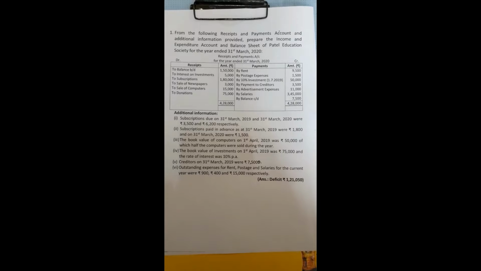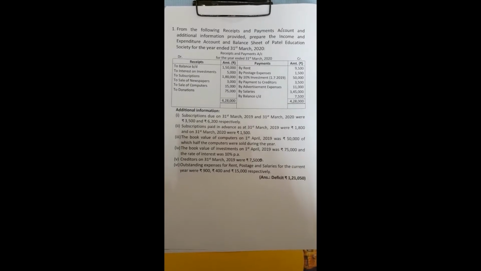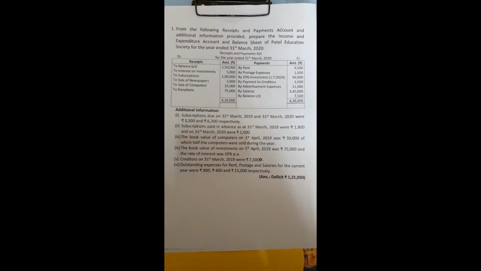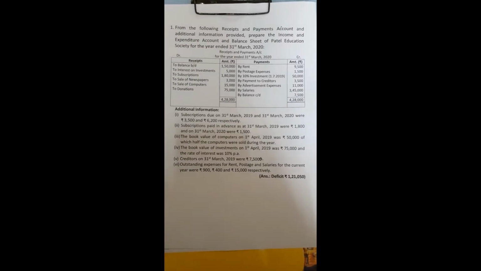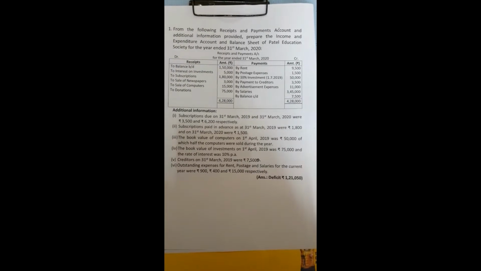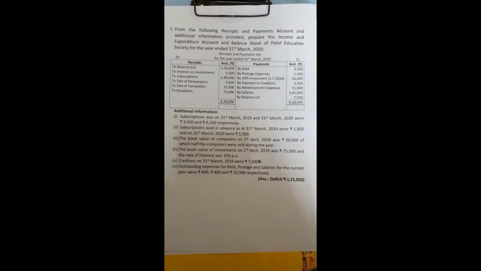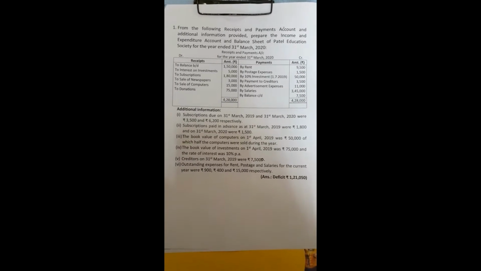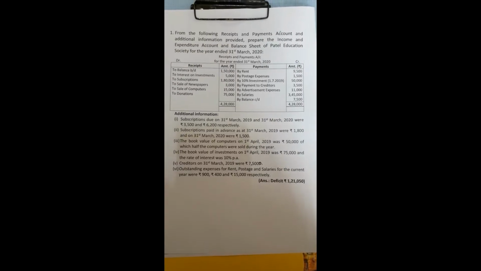Then the fourth information: the book value of investments on 1st April 2019 was 75,000 rupees. So investments were already existing and some more were purchased on 1st July. We will calculate total interest, and the rate of interest was 10% per annum. So we will take interest on 75,000 at 10% for the full year and on 50,000 for 9 months. Then we will calculate the amount of accrued interest.